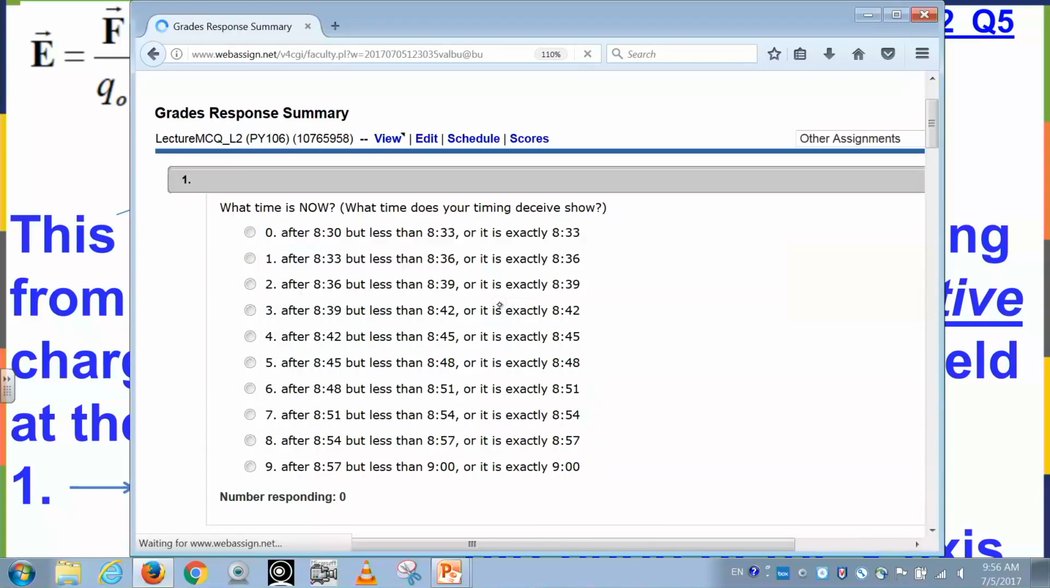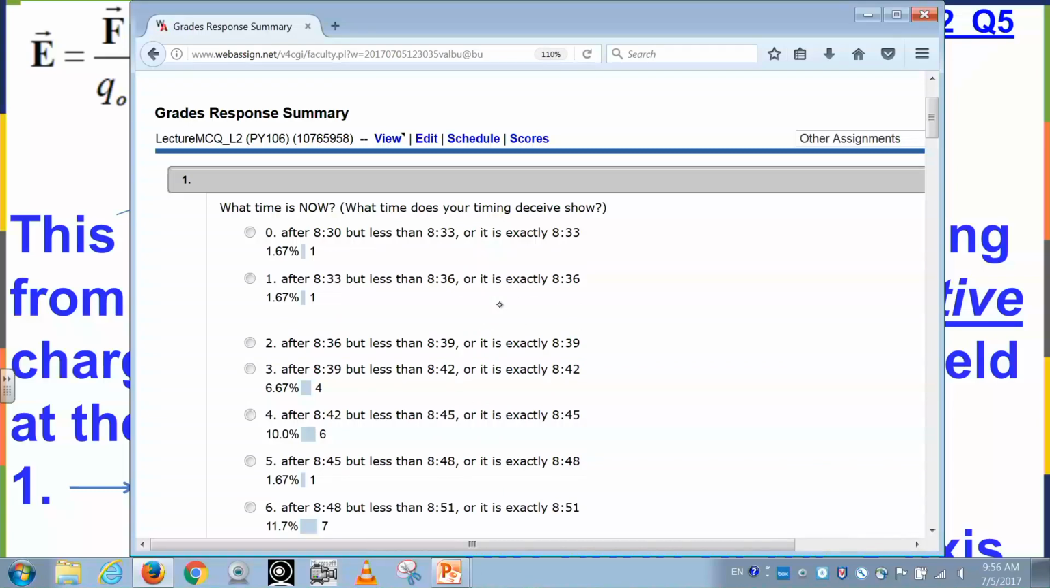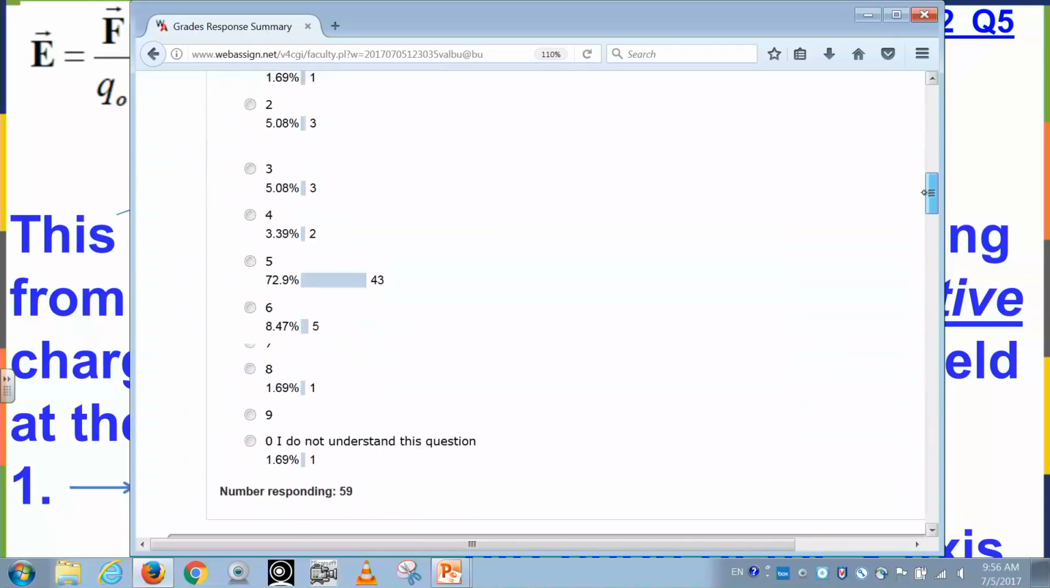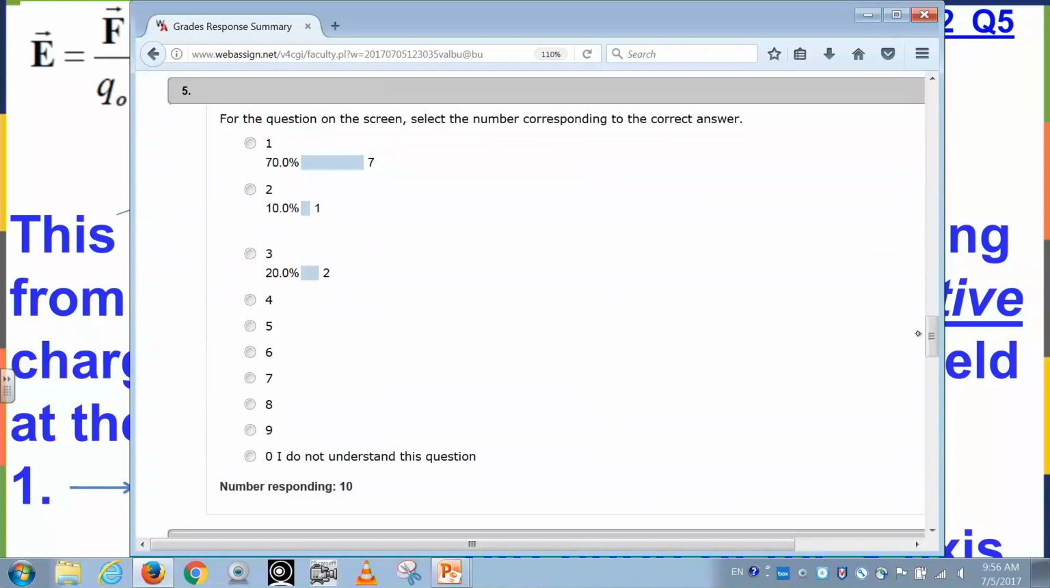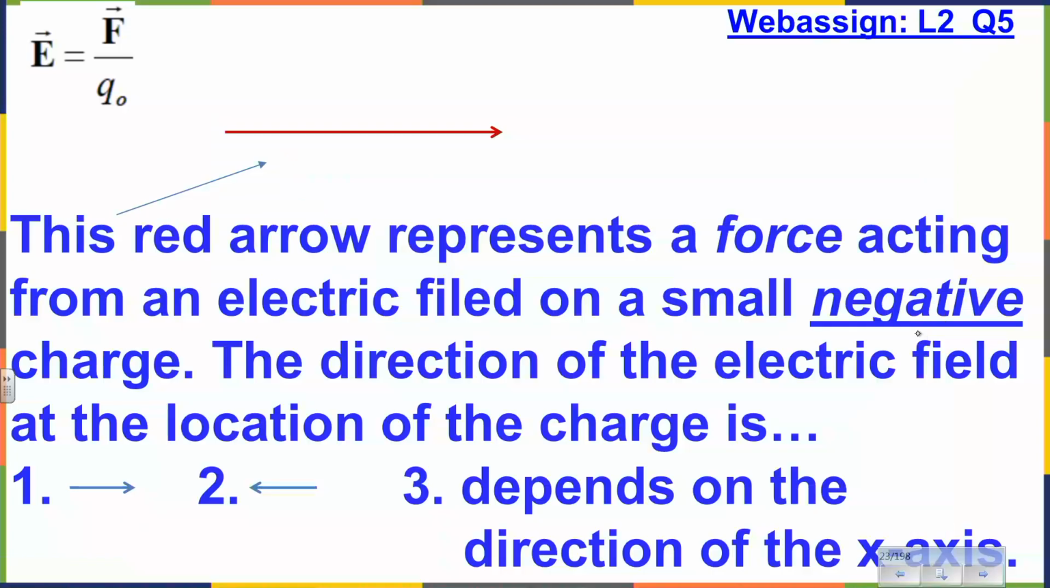It's time to take a look at how Webassign is doing. 1, 2, 3, 4, 5. So far only 10 students, so I want more.